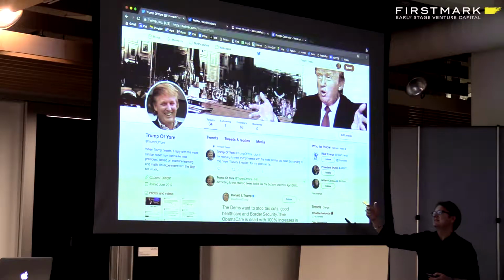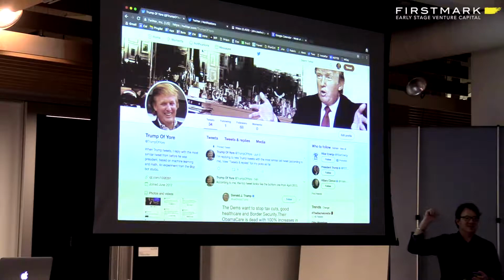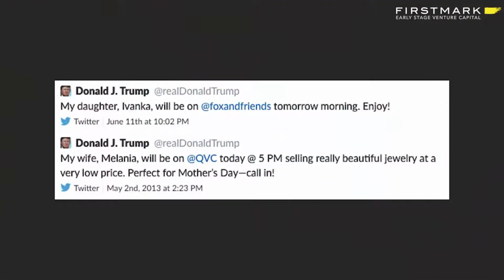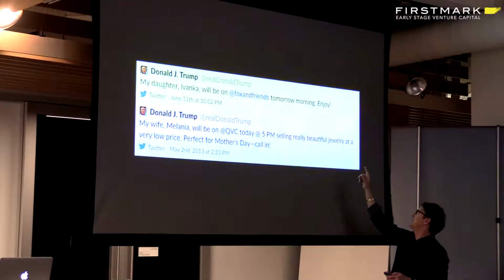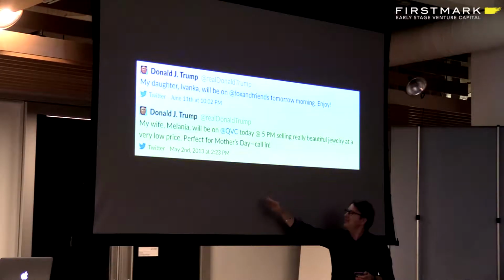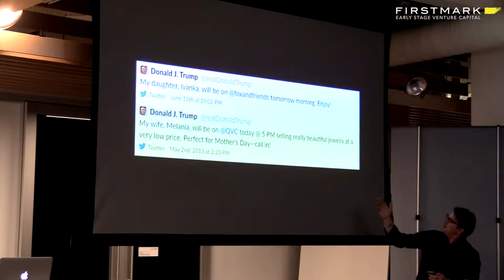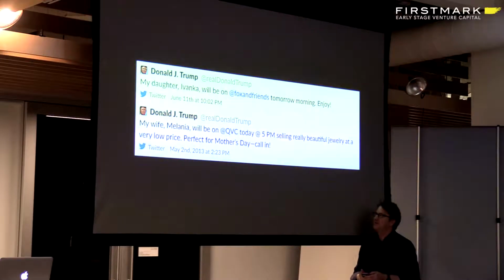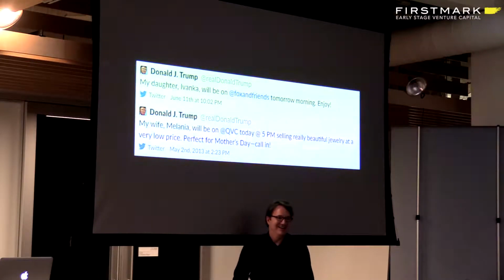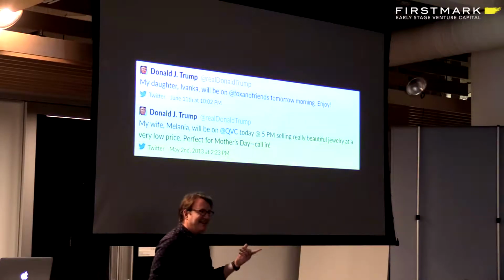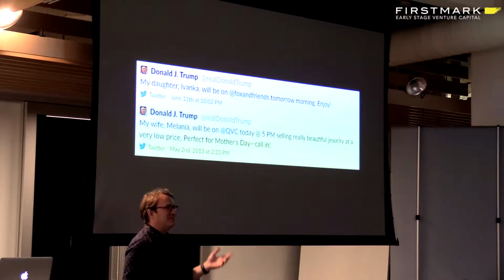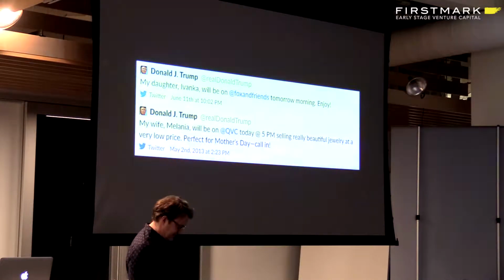Every time Trump tweets, it goes out and finds the most similar tweet from before he was president. Sometimes it works really, really well. So this is from June 11th of this year. "My daughter Ivanka will be on Fox and Friends tomorrow morning. Enjoy." Lined up very closely to one from 2013. "My wife Melania will be on QVC today at about 5 p.m. selling really beautiful jewelry at a very low price." Okay, so it worked. Sometimes it's hit and miss. It did actually notice that the Miami Heat were in Miami without even sort of knowing or seeing the word Miami, so it does pretty well.